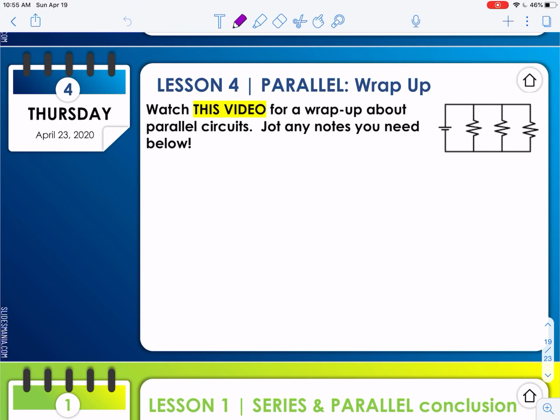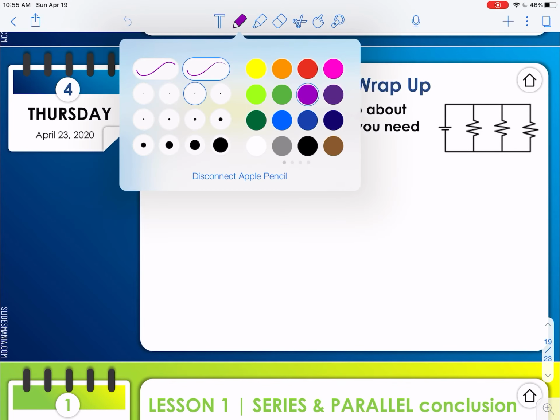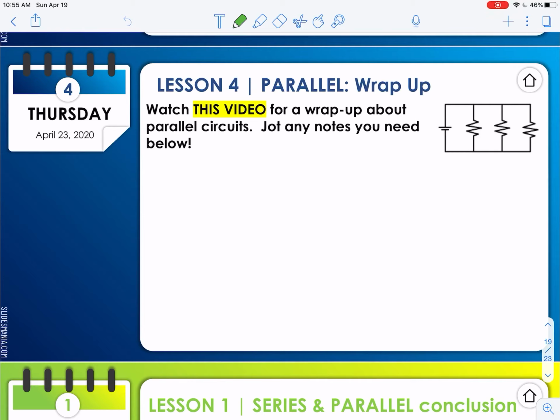All right, so here is the wrap up on the parallel circuits. I'm getting bored of that color. Okay. All right, so let's take a look. Here's a nice picture of what a parallel circuit looks like. All right, and we want to talk about each thing. So let's start with the current.